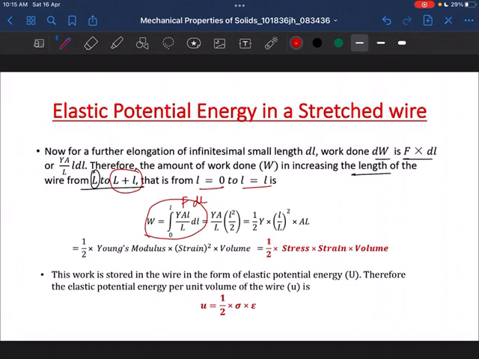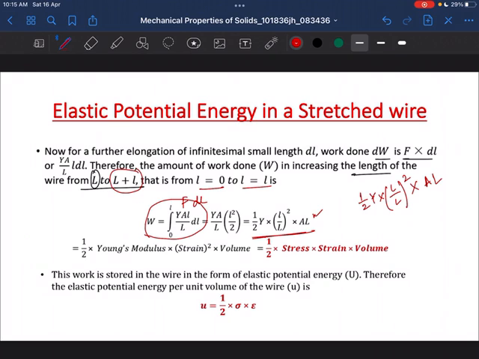Right? Now if you look carefully, we can express this one in this form. I'm going to write this as half Y into l square into A capital L. Multiplying by capital L on top and bottom, since there was only one capital L, we get capital L square.